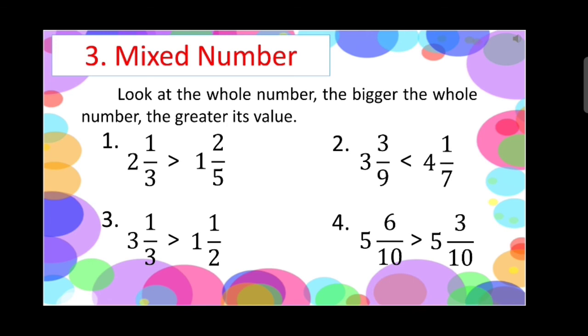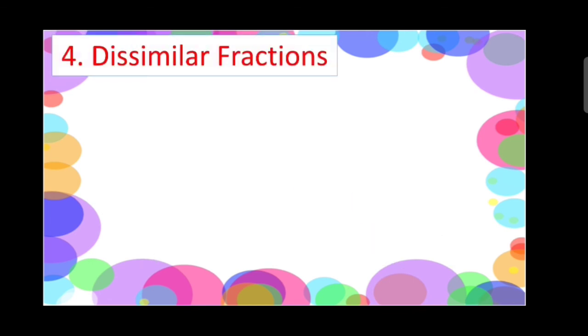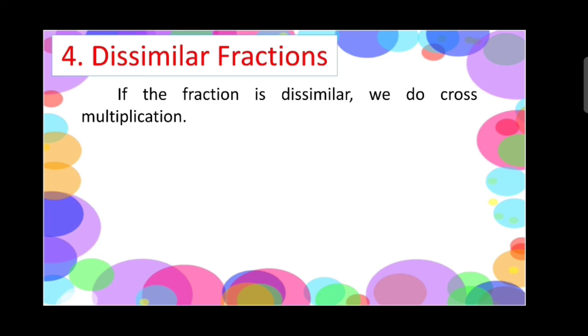Okay. Next, dissimilar fractions. So, in dissimilar fractions, ibig sabihin, hindi magkamukha. Ibig sabihin, hindi magkamukha yung denominator, hindi magkamukha rin yung numerator. So, what we are going to do? We do cross multiplication. For example, we have 2 over 3 and then 5 over 6. Mapapansin nyo, hindi sila parehas na numerator and denominator. Kung ganyan po, gagamit tayo ng cross multiplication.